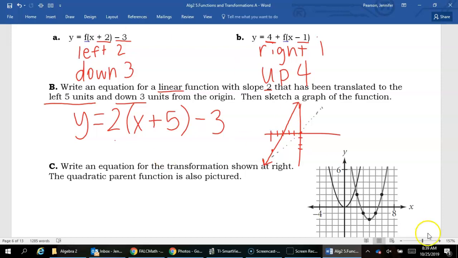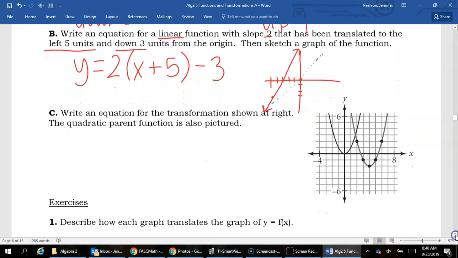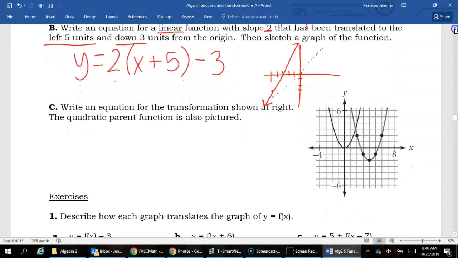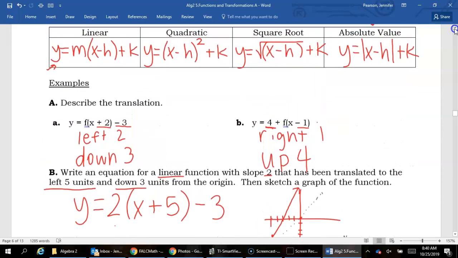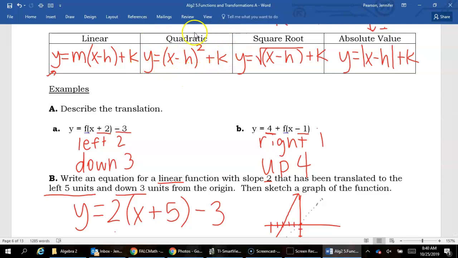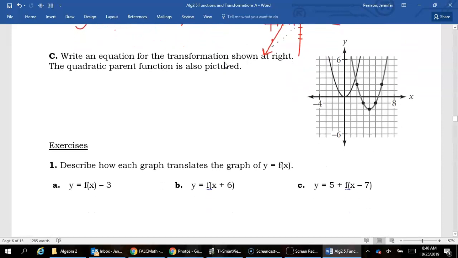And the last one, write an equation for the transformation shown at right. The quadratic parent function is also pictured. I'm going to scroll up just a little bit. So it says it's a quadratic, so I know I'm going into this format. Because it's a U-shaped graph, I need to have that power 2 up here, but it's the same here and here. So y equals, x, we need something here, squared, we need something here.